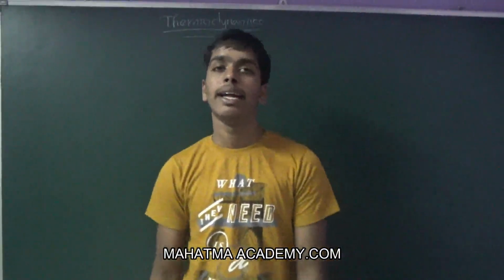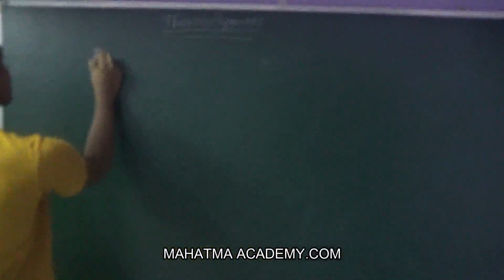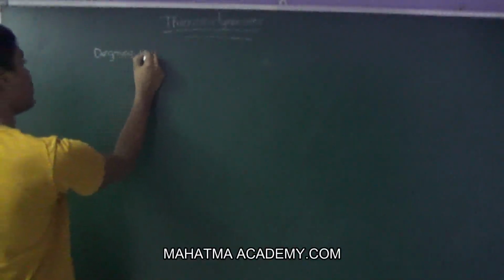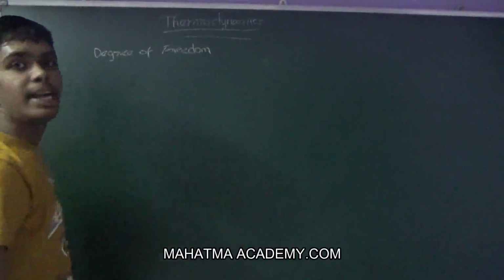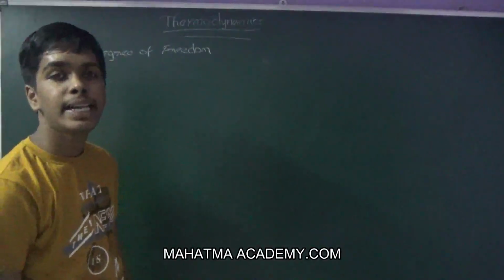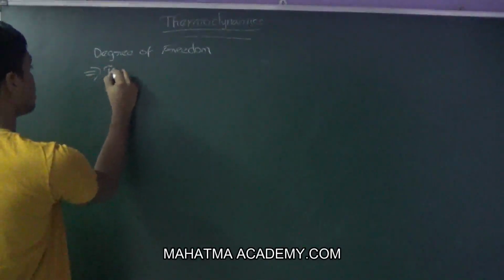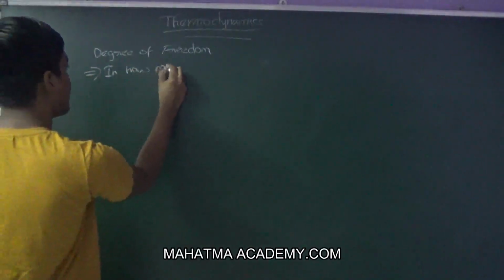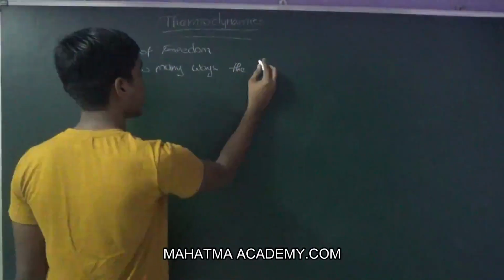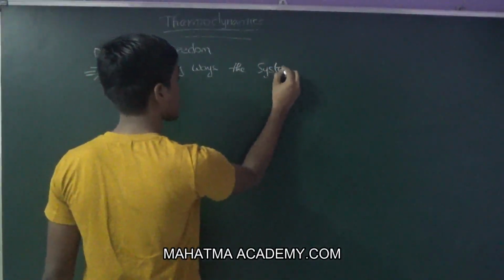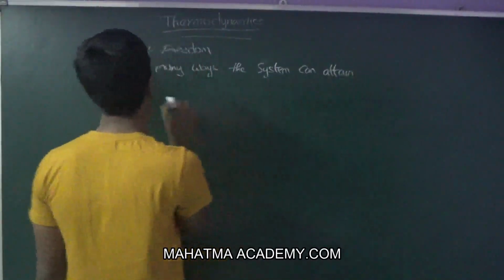Degree of freedom states in how many ways the system can attain energy. Degree of freedom denotes how many ways the system can attain energy.